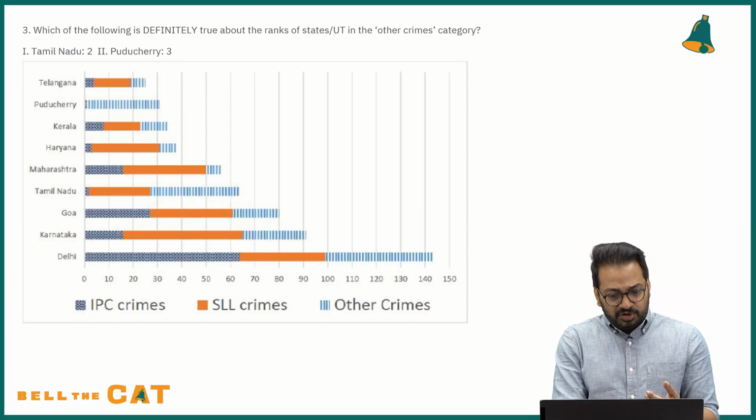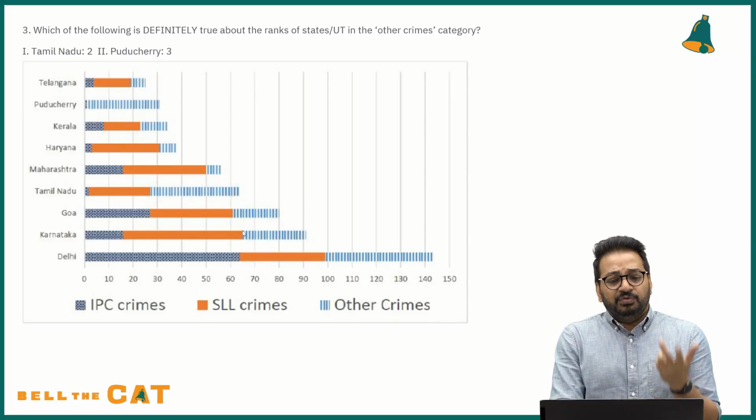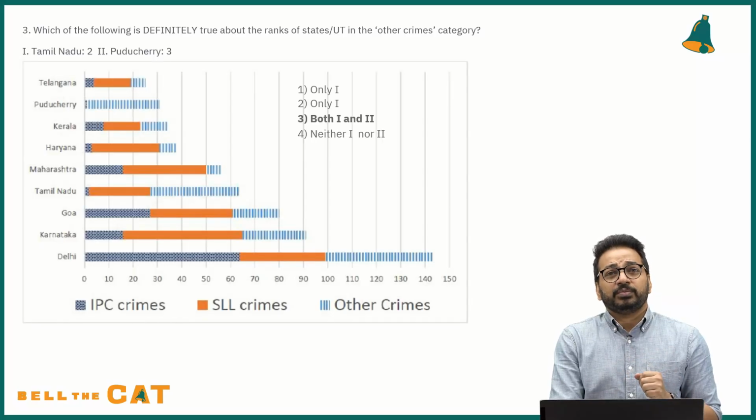You might say, sir, but what about Karnataka? If you look at Karnataka, it is not 3, it is around 2.5 bars, right? So which of the following is true? Tamil Nadu is 2. If that is true, Puducherry is 3, that is also true. So the correct option in this one is both 1 and 2.